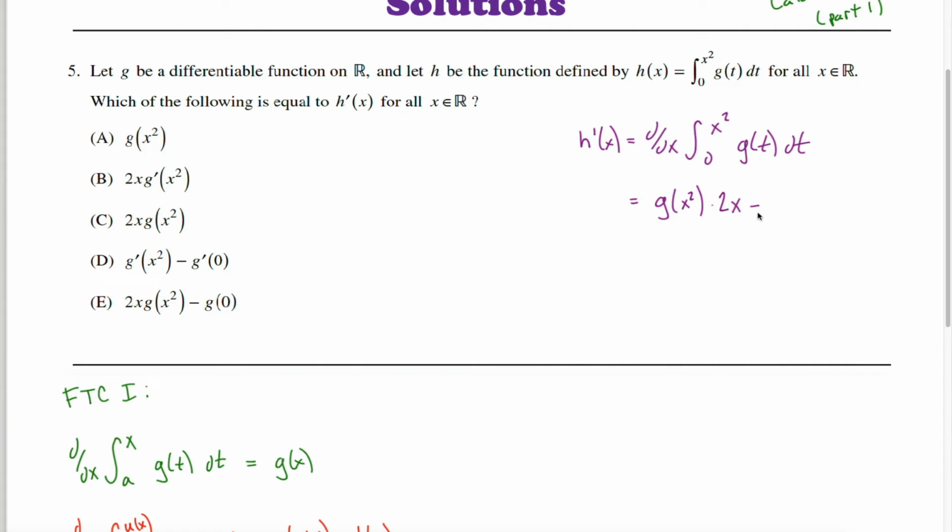If you want, you then subtract little g of whatever you see right here, 0, times the derivative of 0. But the derivative of 0 is just 0. So I'm multiplying this by 0, and when I multiply by 0, it all goes away. What I'm saying is you get 2x g of x squared as your answer, which is answer C.